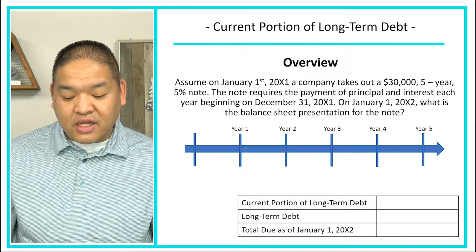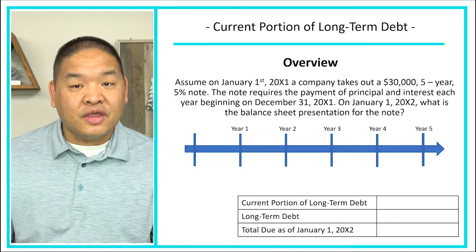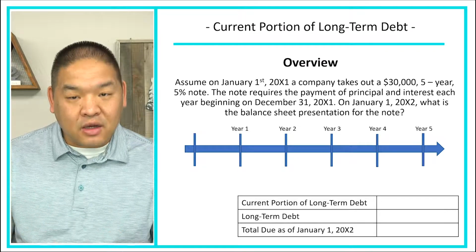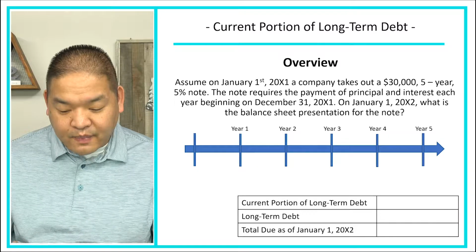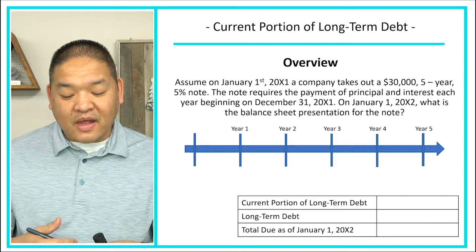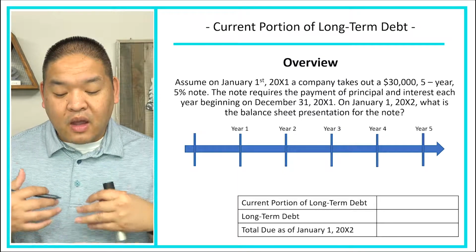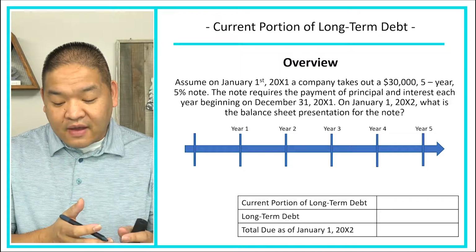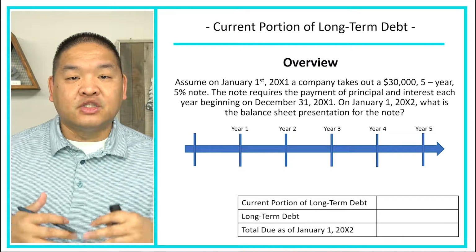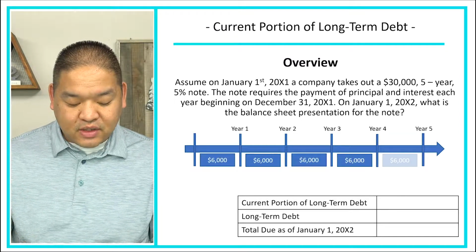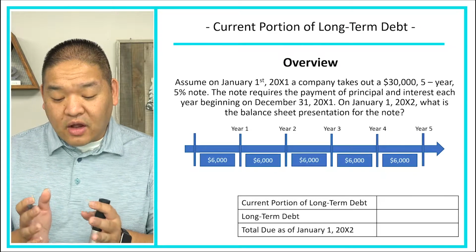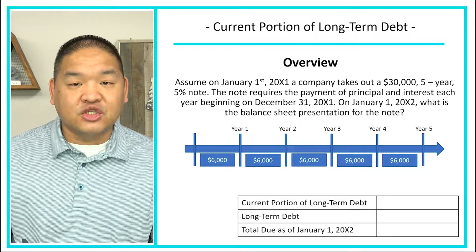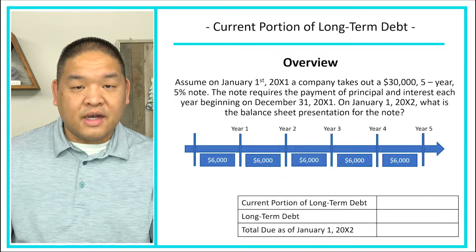So assume on January 1, 20x1, a company takes out a $30,000 5-year note. The note requires payment of the principal and interest each year beginning on December 31st, 20x1. On January 1, 20x2, what is the balance sheet presentation for the note? So on January 1, 20x1, we take out this note and it's $30,000. It is due over a 5-year period. So $6,000 a year is going to be due, okay? So it also says that the note requires payment of the principal and interest each year beginning on December 31st, 20x1.